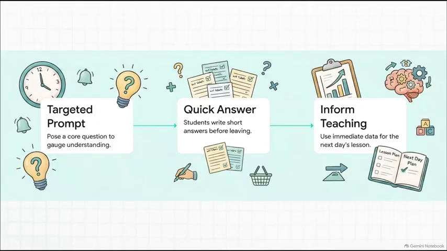Technique number 1 is the classic exit ticket. According to strategies from Learning Mole and Study.com, exit tickets are incredibly powerful because they are quick and super low stakes. In just a few minutes before the bell rings, you ask one targeted question about the core objective of the day. Students jot down their answer, you collect them, and boom, instantly you have immediate data.